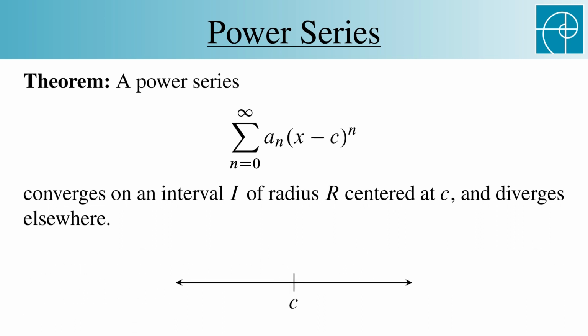Graphically, we see c on the number line, and this power series converges on some interval like this one. This distance is r, the radius of convergence. Note that we might include one or both of the endpoints of the interval. And since we allow r to be infinity, the interval might not have any endpoints at all.